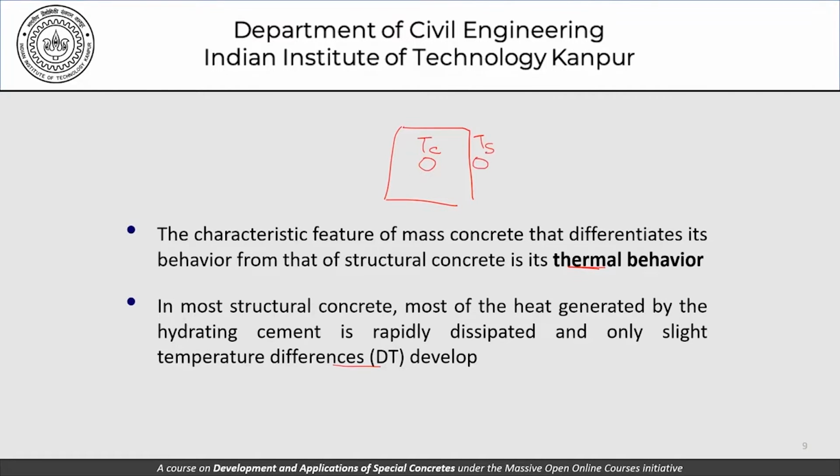So this difference Tc minus Ts is reasonably small for most structural concretes because the heat that is generated here in this block or this member is quickly dissipated. But that's not the case in the mass concretes, where for various reasons this Tc minus Ts has significant proportion and needs to be consciously taken care of.